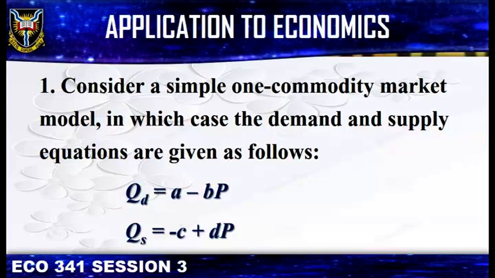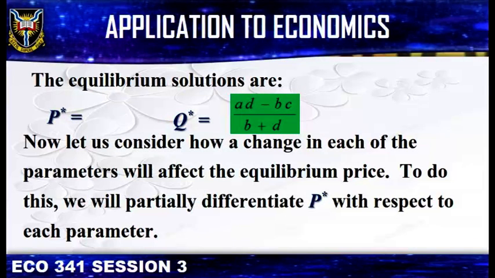Application to economics. 1. Consider a simple one commodity market model, in which case the demand and supply equations are given as follows. QD = A − BP. QS = −C + DP. The equilibrium solutions are P* = (A + C)/(B + D). Q* = (AD − BC)/(B + D).